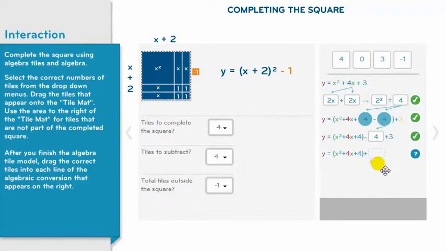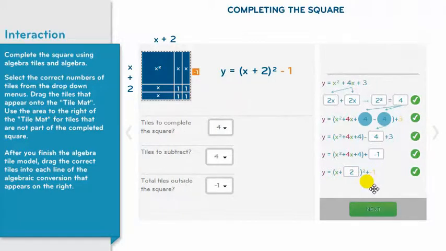And then from here, we can gather our like terms. Negative 4 plus 3 is negative 1. And we're now ready to complete our square. x squared plus 4x plus 4 is equivalent to saying x plus 2 all squared. And notice that this is the same solution that we had on the other side, such that we have x plus 2 all squared, minus 1.